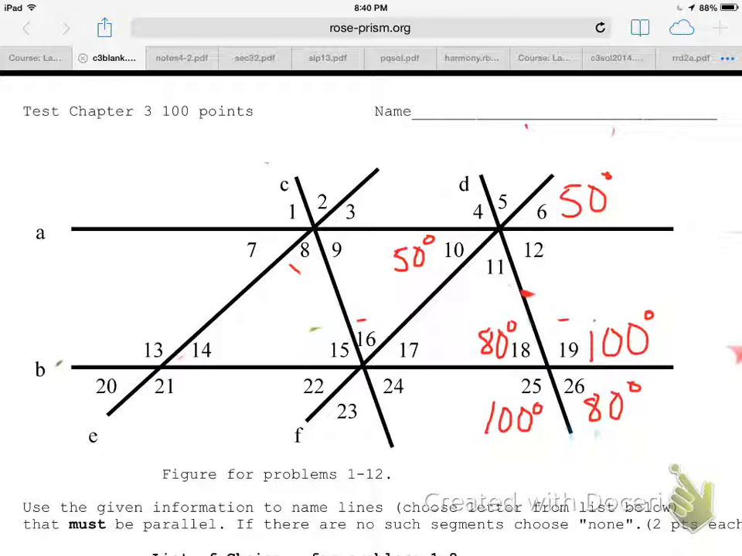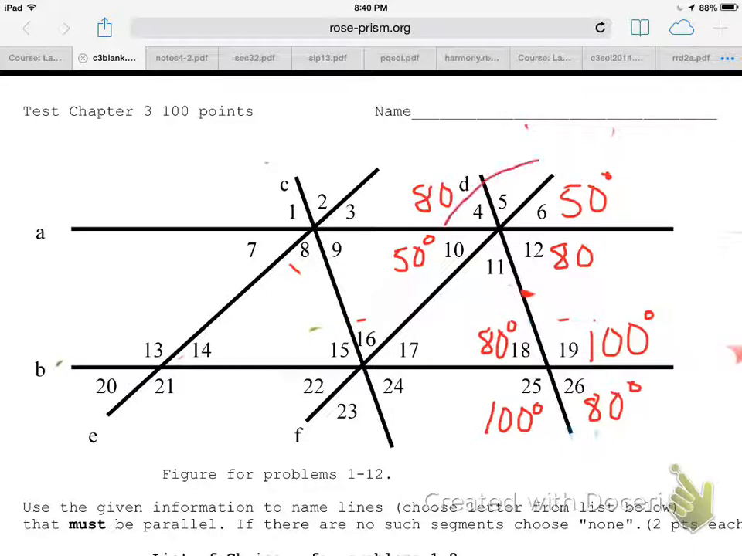One piece of information from this chapter is that consecutive interiors are supplementary. Angles 19 and 12 are consecutive interiors for lines A and B. So they're supplementary, and since 19 is 100, angle number 12 must be 80, so that they add up to 180. We could now, by verticals congruent, get angle 4 being 80.